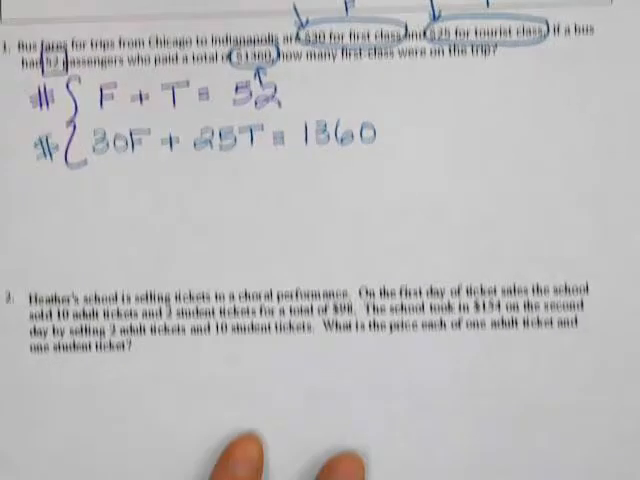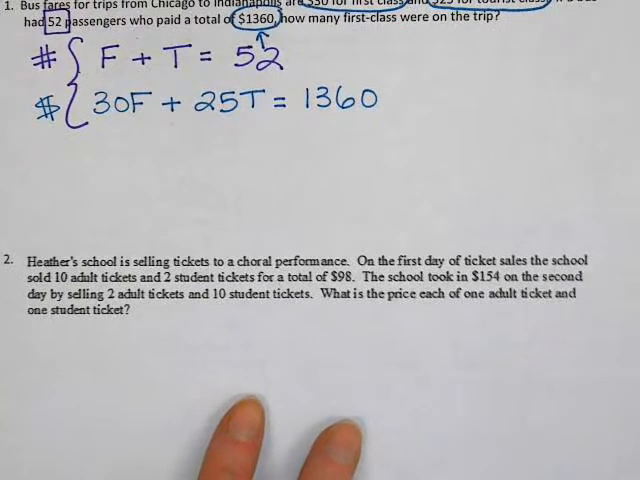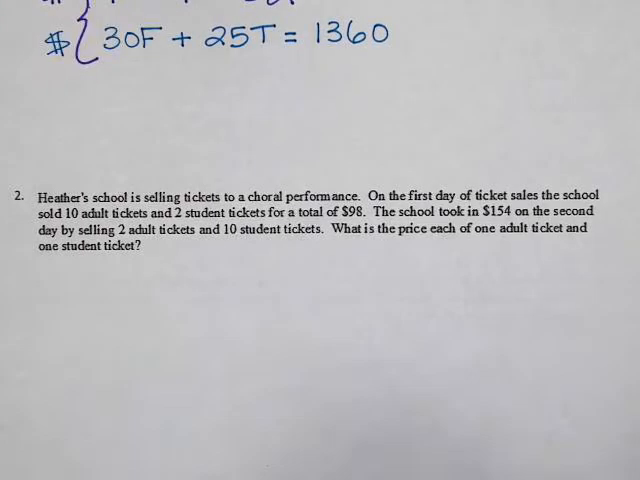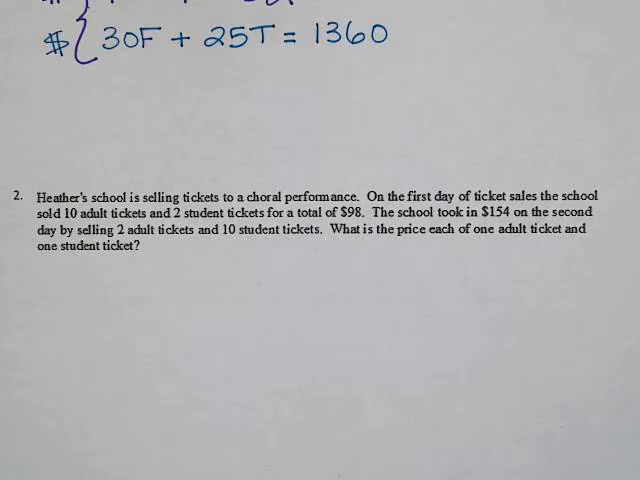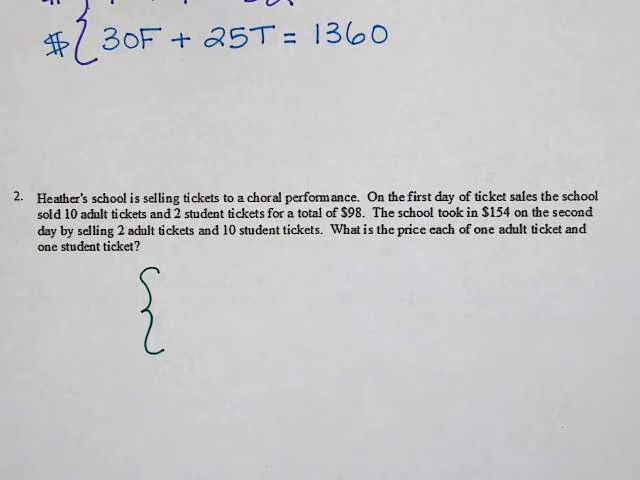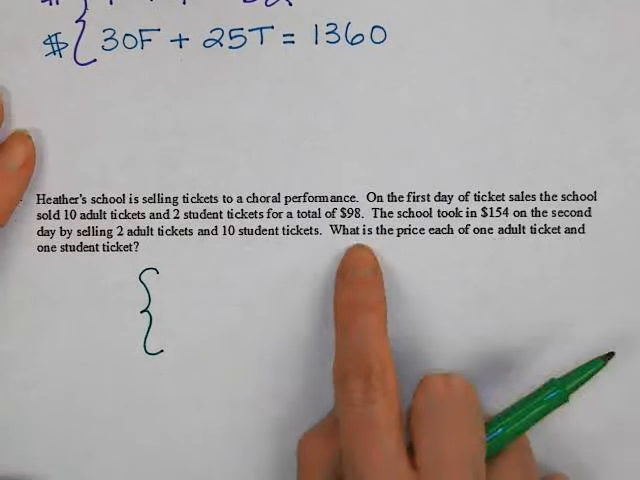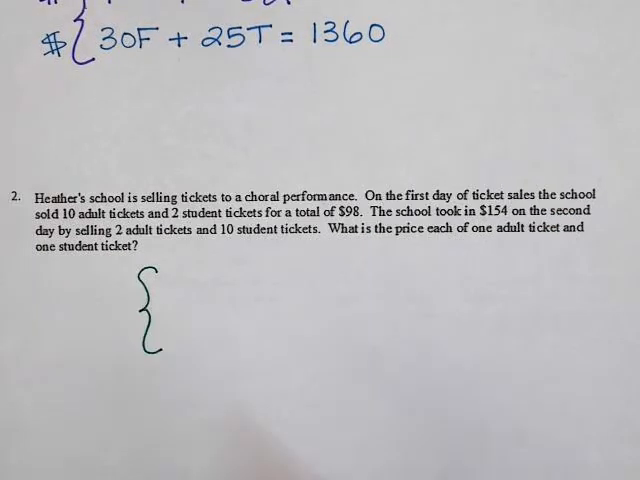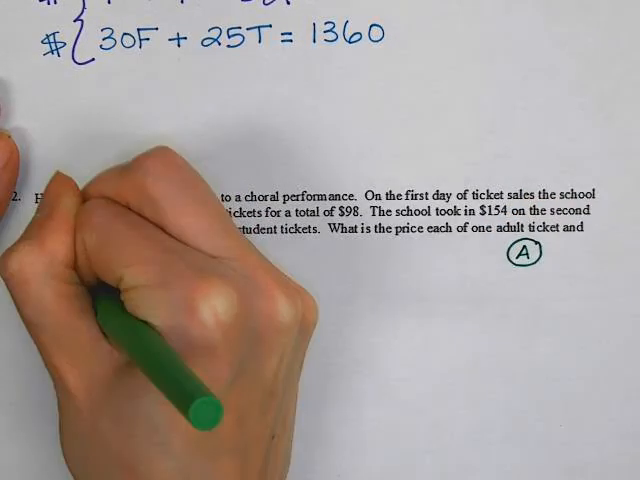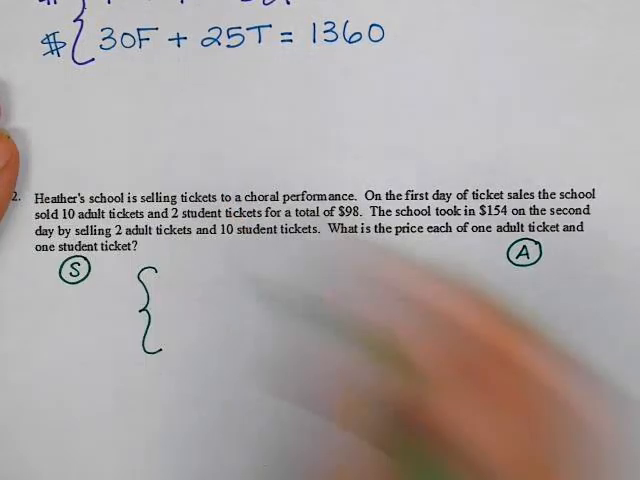Okay, let's try number 2. Would be awesome if you guys tried this one on your own. Okay, this one's a little bit different. So first let's define our variables. What is the price of one adult ticket and one student ticket? Do you guys want the variables to be A for an adult ticket and S for a student ticket? Or you can use X and Y.